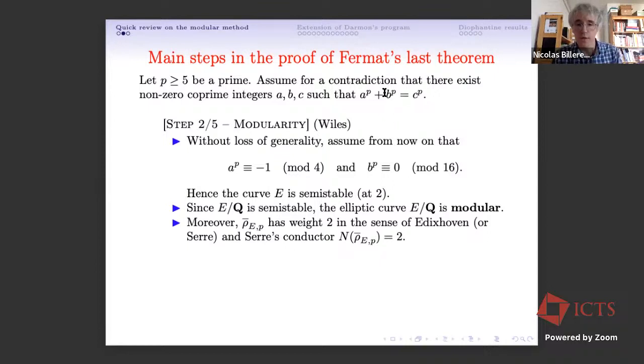And under these congruence relations, it turns out that E is actually semi-stable everywhere, including at 2.